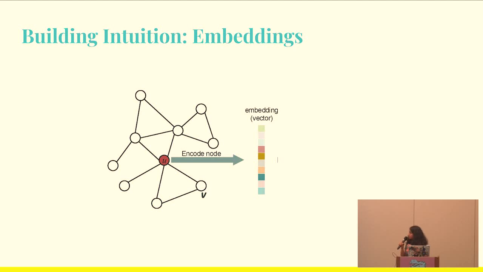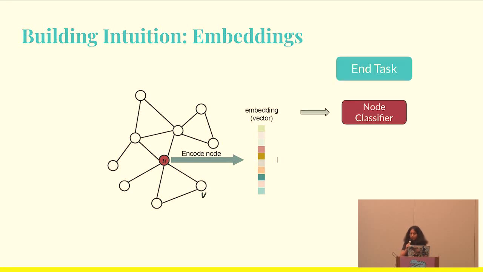And using this embedding, which we get for each node in the graph, or even each edge, and at an overall level, you can also possibly get it for the entire graph. If you have this embedding, you can use it to predict for your end task. You can build a node classifier for a single node.